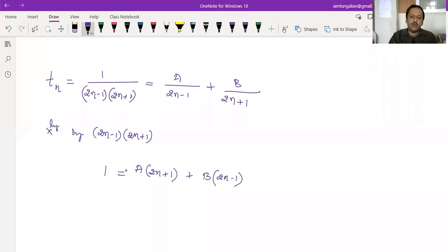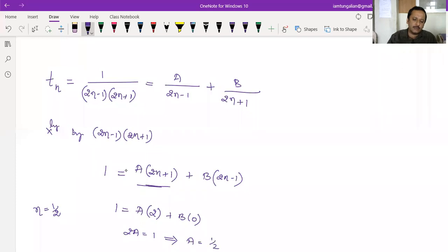Now you need to get the values of A and B by putting some value for n. First, I would like to find the value of A. In order to get the value of A, I have to make the second term 0. The second term can be made 0 by putting n equal to 1 by 2. So in this equation, I'll put n equal to 1 by 2. Then 1 is equal to A into 2 into 1 by 2, that is 1 plus 1, so 2, plus B into 0. This means 2A equals 1, which implies that A is equal to 1 by 2.